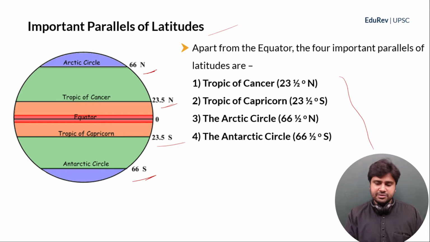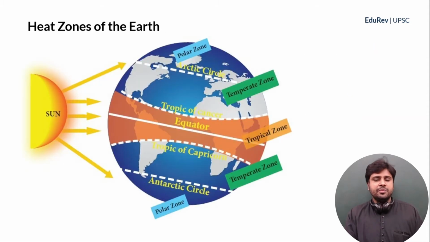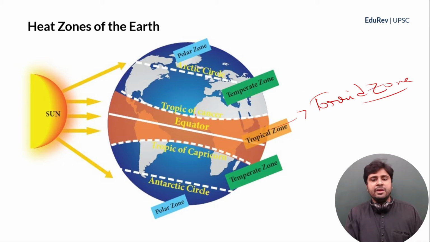Now, why are these important? This image explains why. The area between the Tropic of Cancer and the Tropic of Capricorn, that is 23.5 degrees north and 23.5 degrees south, is the tropical zone, also called the torrid zone. Next, the area between the Tropic of Cancer and the Arctic Circle is the temperate zone. In the same way, the area between the Tropic of Capricorn and the Antarctic Circle is the temperate zone. Beyond the Arctic Circle and Antarctic Circle, we have the polar zone, also called the frigid zone.